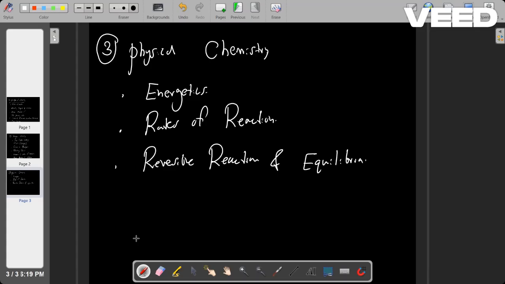Finally, physical chemistry means actual physics in chemistry, right? Physical chemistry means physics in chemistry. There's a bit of physics. Remember, there's not much of a difference between physics and chemistry. What's different is that in chemistry we are learning the physics in atoms and molecules. That is the difference, right?